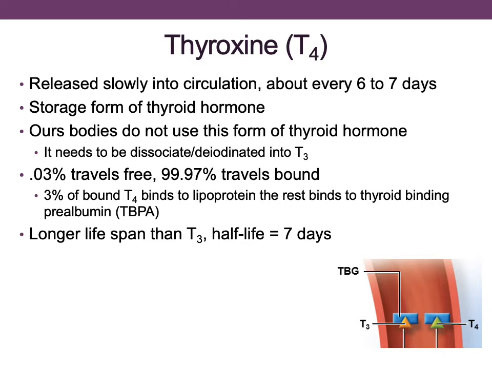About 0.3% of thyroxine travels freely, and then the rest, which is most of it, 99.97%, will travel bound to a globular protein. 3% of the bound T4 binds to a lipoprotein, and the rest, the majority, binds to thyroid binding prealbumin so that it can get to its target cell. T4 has a longer lifespan than T3, and its half-life is considered about 7 days.